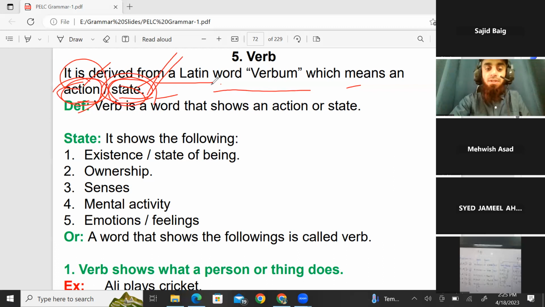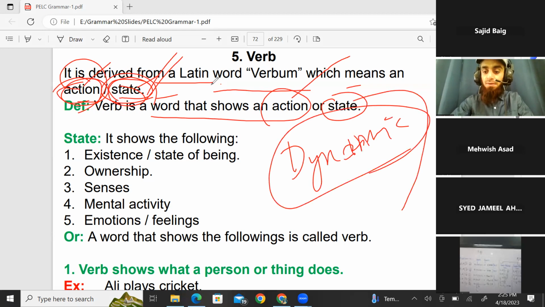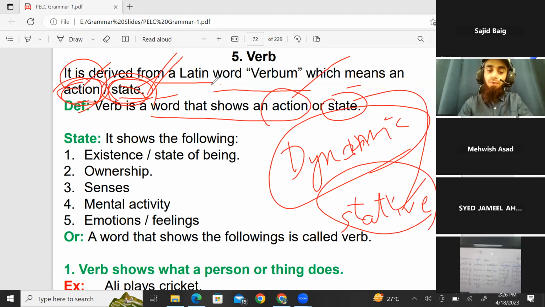Now, action words and state words, both of them are called verbs, which show an action or a state. Action verbs are called dynamic in grammar. We call them dynamic. Dynamic means motion words, right? And state words are called stative, not in an action. Stative means like in one form.